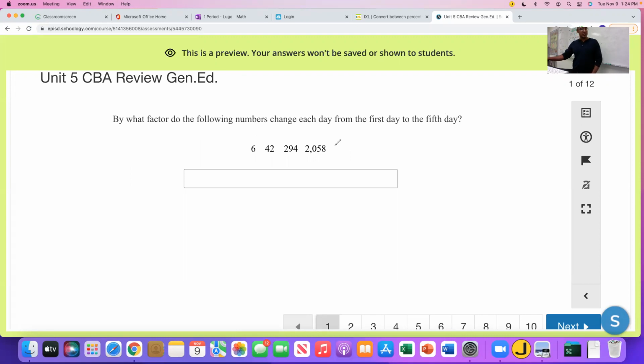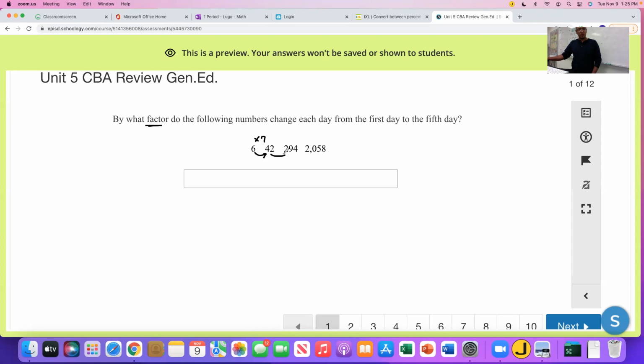Now, in class, I actually did this incorrectly. Not that I did it incorrectly, but rather I misread the question. That's why it's so important to read the question, because it's asking by what factor. In other words, what am I multiplying each time to get from one number to the next? So for example, how do I get from 6 to 42? Well, if you know your 6's, you know that it's 6 times 7. So that's the factor that I'm looking at.